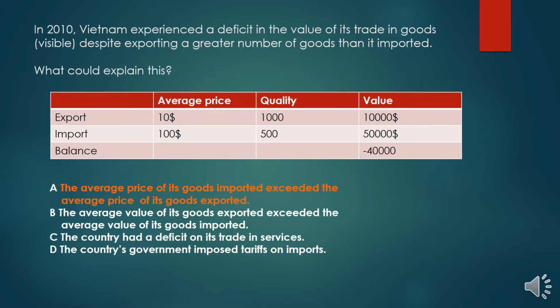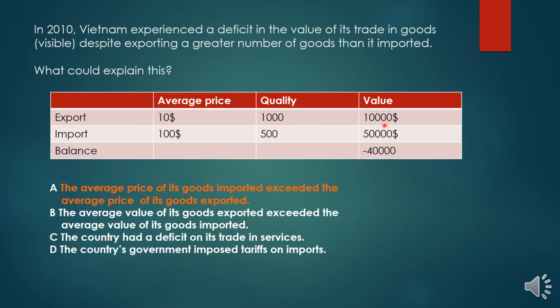Here is the same question from 2010. They have given export and import, so you can see it here. I just made a table to make you understand very easily. Here it's export and import. For the average price I have taken as an example $10 for export, and import price is $100. The export quantity is greater, they said. Despite exporting a greater number, I have given exported goods as 1000. That means imports are less, so I have taken 500. And the average prices I have taken as $10 and $100.